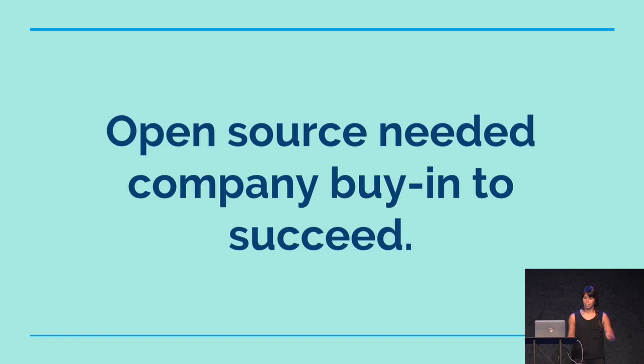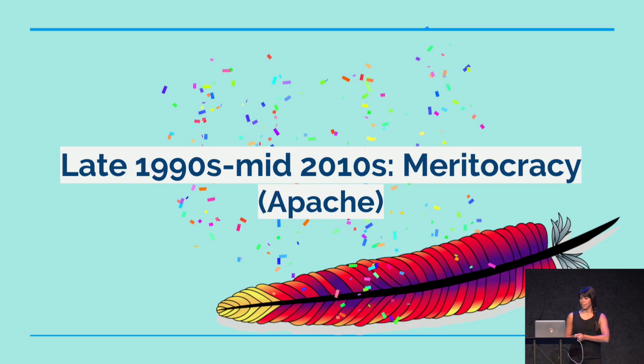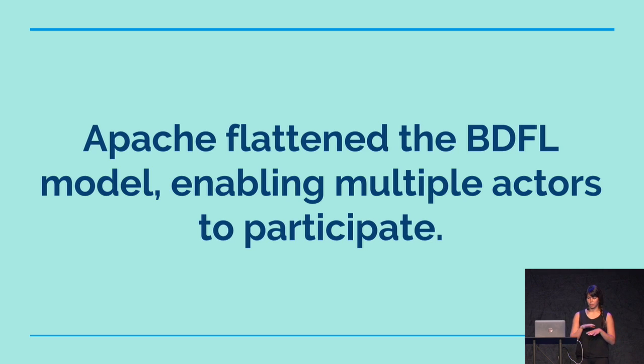On a high level, open source needed company buy-in to be able to succeed. If companies weren't willing to use open source software, then open source would end up becoming a hobby thing instead of becoming the default that it is today. So that ended up taking us into the meritocracy. The meritocracy was largely driven by the Apache Software Foundation, which was established in 1999. What they did was basically flatten the BDFL model to let multiple actors participate. So now instead of having one person with final say, you have multiple people weighing in.